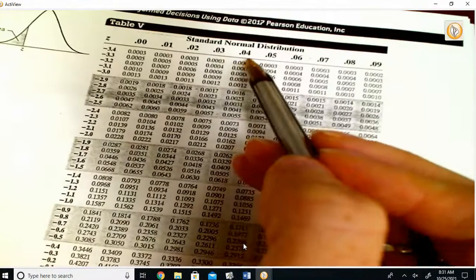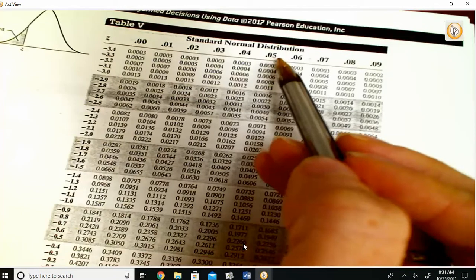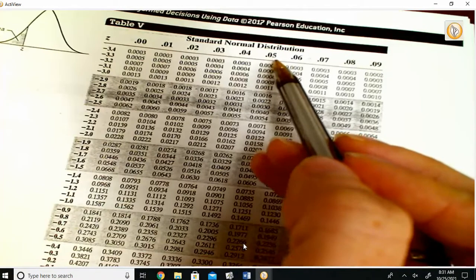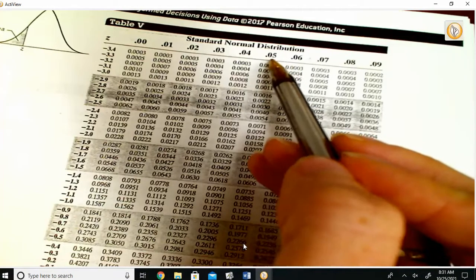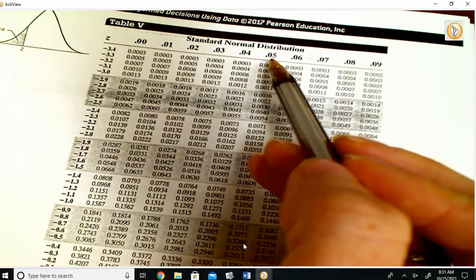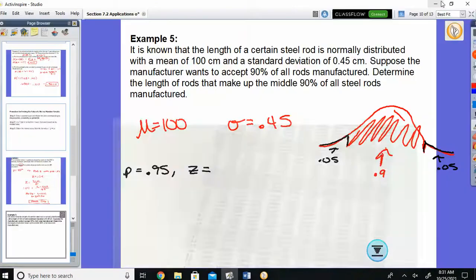So that's 1.64 and 1.65. So could we just say right in the middle of those would be 1.645, since it's right smack dab in the middle? So we know that one for sure then. We don't even have to guess. So that's when my z is 1.645.